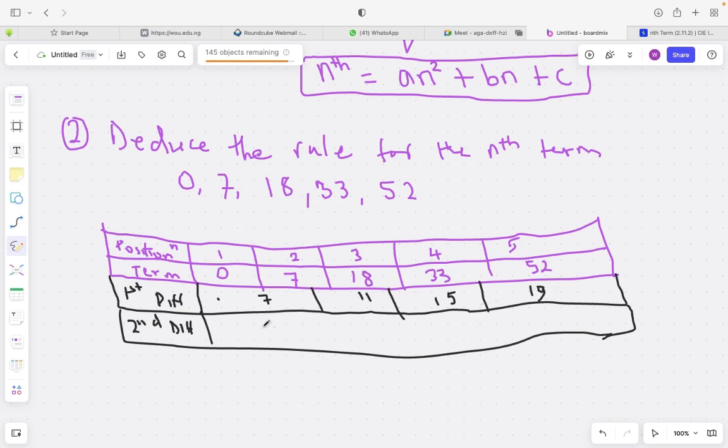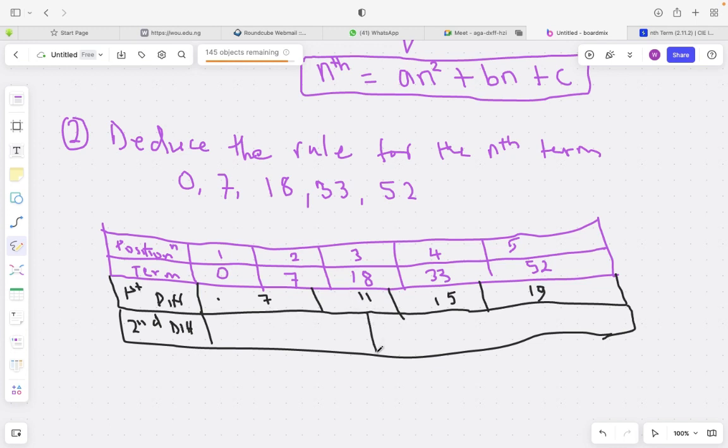It's only an arithmetic function if the first level difference is the same for the second and first term, third and second term, fourth and third term, fifth and fourth term. When they are the same, that's when you have an arithmetic sequence. But now the first difference is not the same. So we're going to do the second difference.